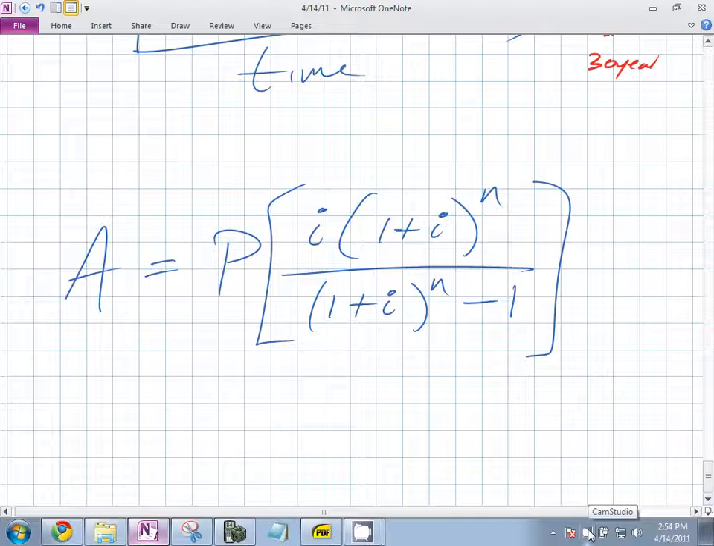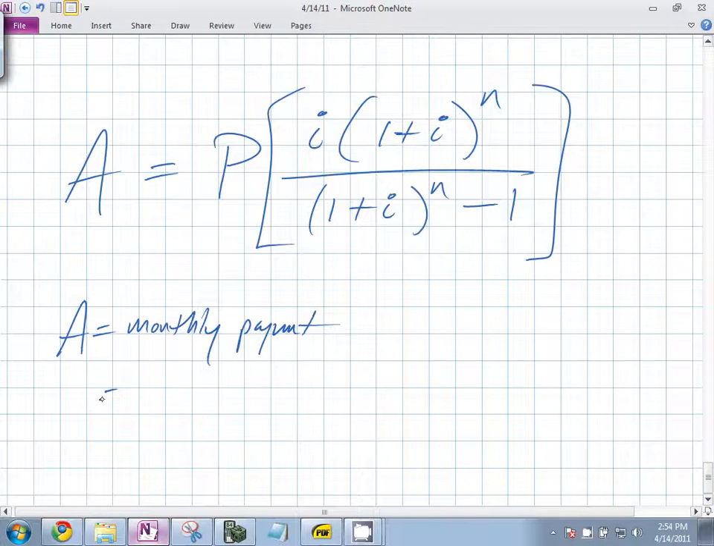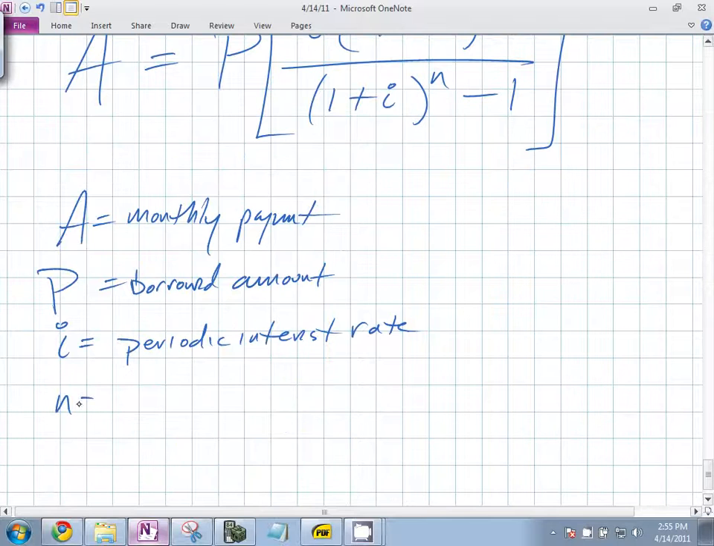So let's just finish this. This means the following. The amount, A, is going to be your monthly payment, and we're going to talk about monthly because that's the most common one by far. P is the borrowed amount. I is the periodic interest rate, and I'll explain what that is in a second. N is the number of payments. Yes, I know this is poor labeling on my part, but let's just deal with it.